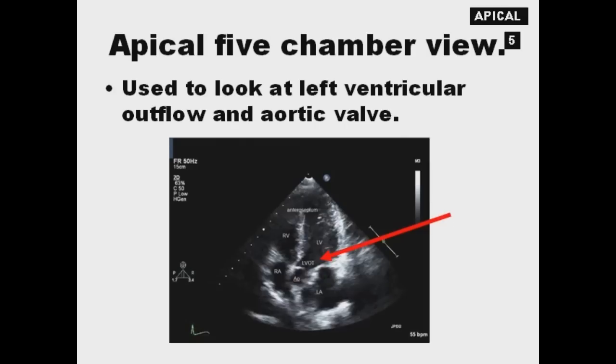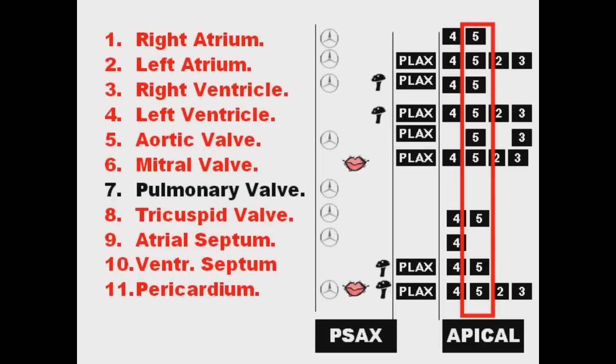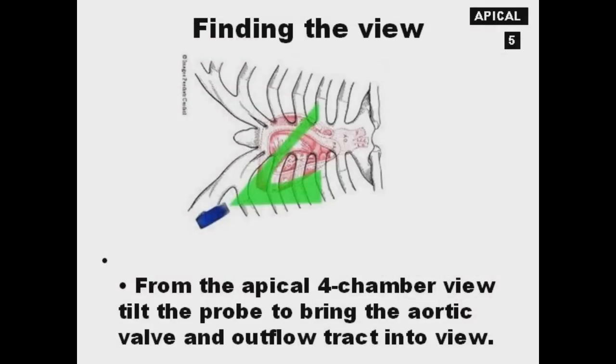The 5 chambers view is similar to the 4 chambers view with the addition of the aorta, the aortic valve, and the left ventricular outflow tract. With the exception of the pulmonary valve, all the cardiac structures in the table can be seen in the 5 chambers view. From the apical 4-chamber view, tilt the probe more superficially until you can see the aorta.